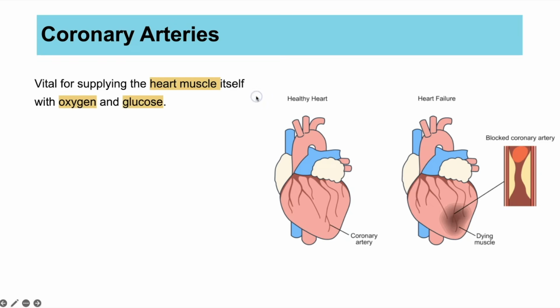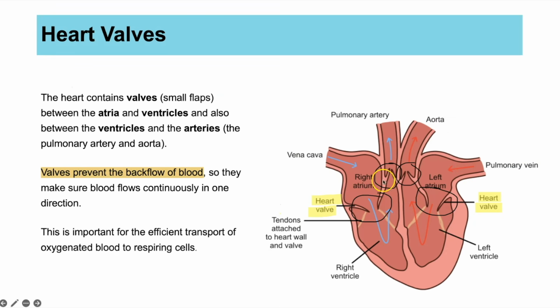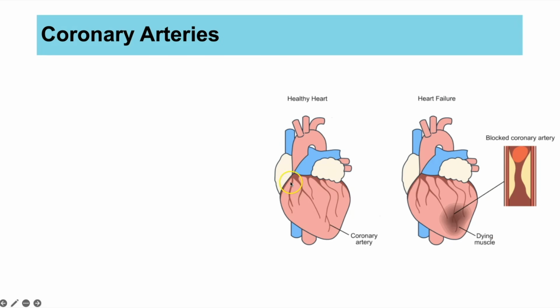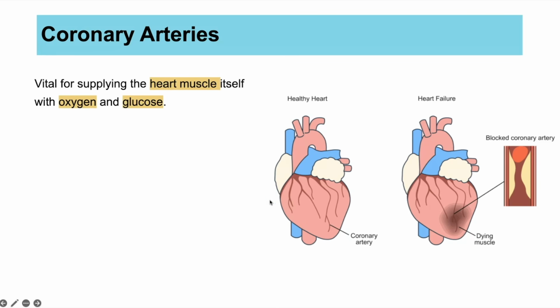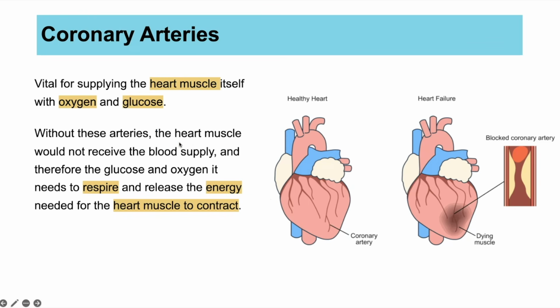Next then is the coronary arteries. These are actually arteries on the outside of the heart. So far, we've just been describing the inside of the heart or the chambers inside. But the coronary arteries are blood vessels that run on the outside of that heart muscle. And the coronary arteries supply the heart muscle with oxygen and glucose, which are needed by the heart muscle so they can respire and release energy, because the heart is constantly contracting and relaxing.